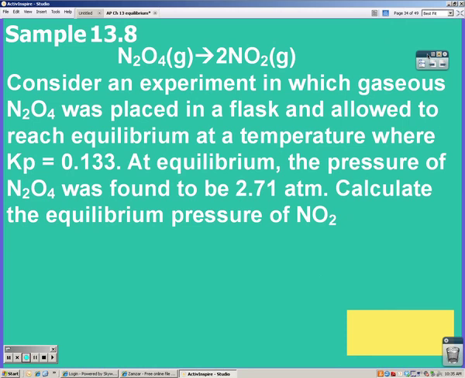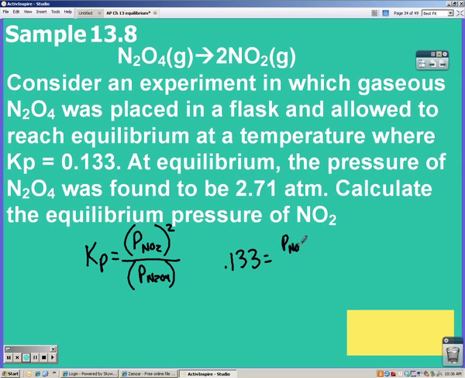In this problem, they gave us the equilibrium pressure of N2O4. They gave us the Kp, and we're just solving for the pressure of NO2. So write in our equilibrium expression, and solve for the pressure of NO2.